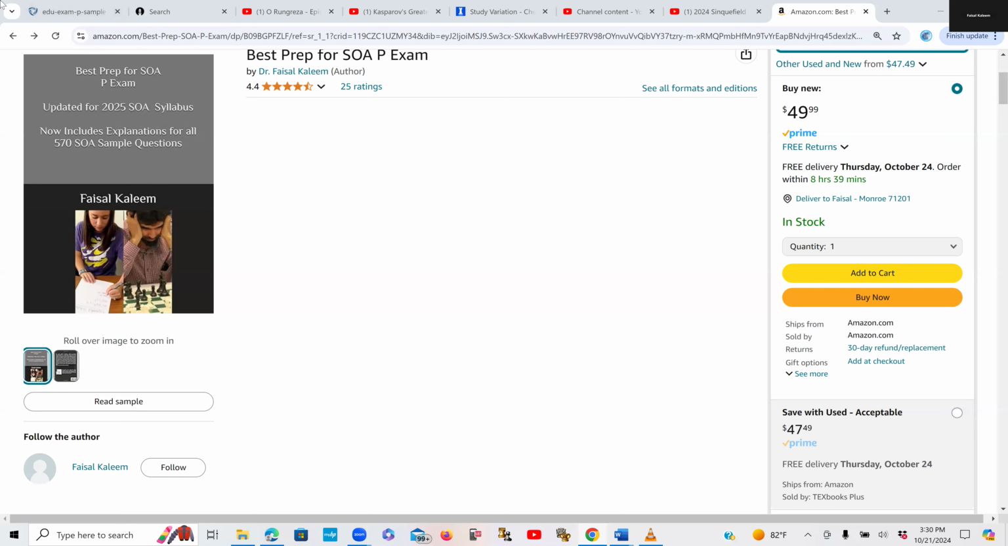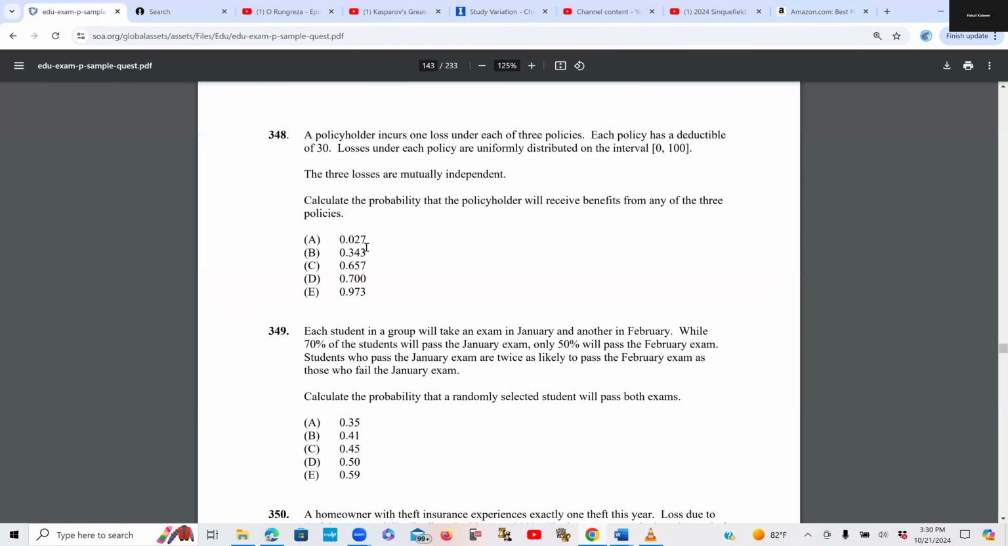Okay, so with that out of the way, let's get to today's problem, 348. A policyholder incurs one loss under each of three policies. Each policy has a deductible of 30. Losses under each policy are uniform on 0 to 100. The losses are independent. Calculate the probability that the policyholder will receive benefits from any of the three policies.